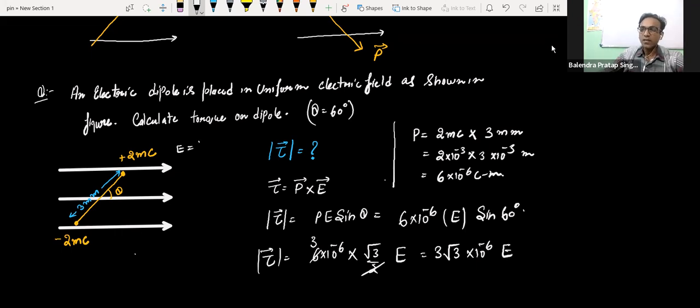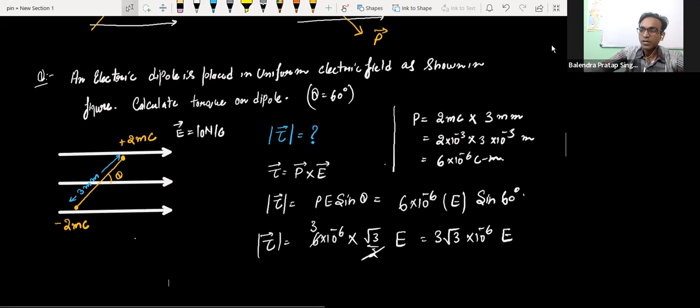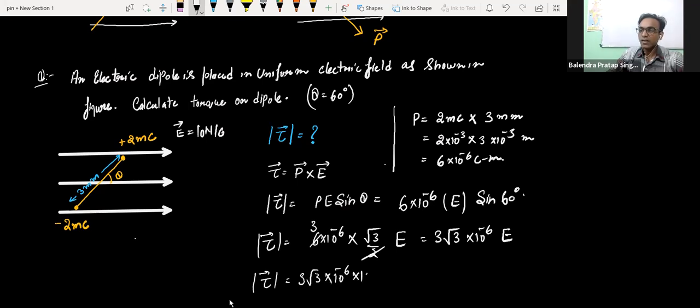If I consider the electric field of 10 Newton per Coulomb, in that case your answer will be 3√3 × 10⁻⁶ into 10. That will give you 3√3 × 10⁻⁵. And the unit of this torque is Newton meter. I'm writing directly, it's a Newton meter. So this is the value of your torque.